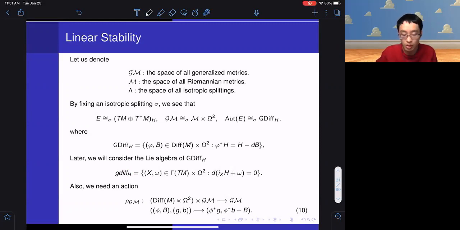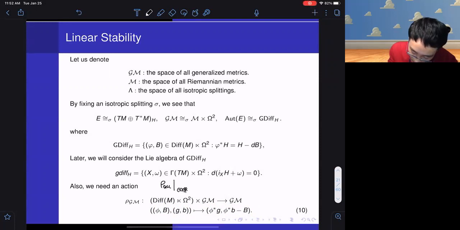To explain the proof, we will use this action, the action on the generalized metric. If you have phi b here, then you can act it on your generalized metric to derive another GB. Later we will restrict this action to G diff H times GM, and we call this the G diff H action.